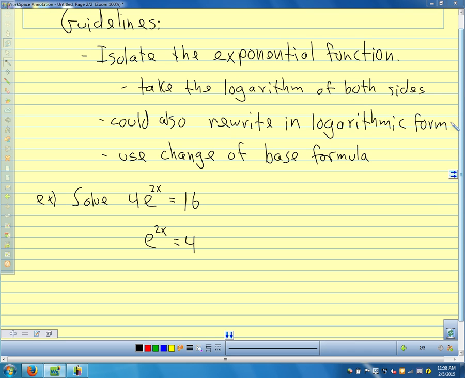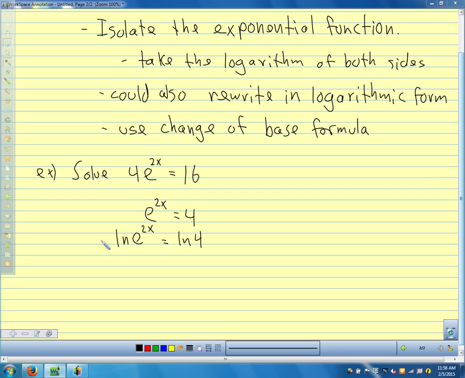So we have our exponential function isolated. We have it by itself on one side of the equation. And now the way I usually think about this, and this is just personal preference, I usually think of taking the logarithm of both sides. So I would say the natural log, and why did I use natural log? Because our base is e, right? Natural log of e to the 2x equals natural log of 4. And I like to think about it this way, just me personally, because our normal procedure for solving equations is we do the same thing to both sides. So we're taking the logarithm of both sides. That's just the way I think about it.